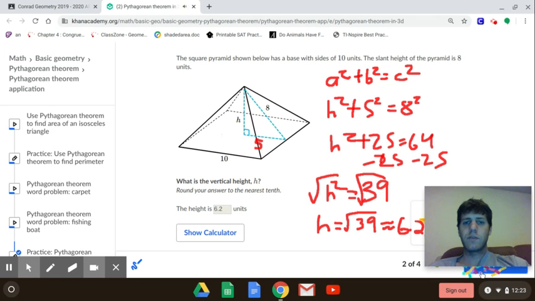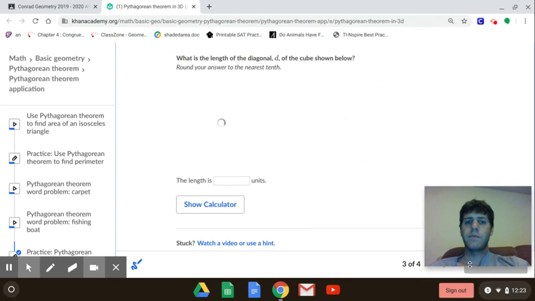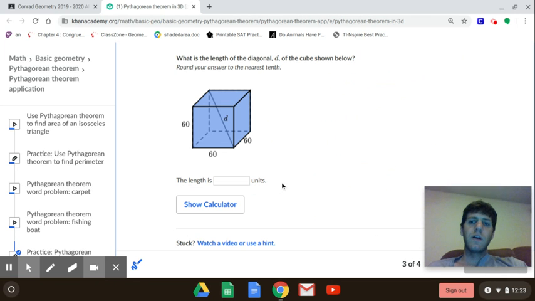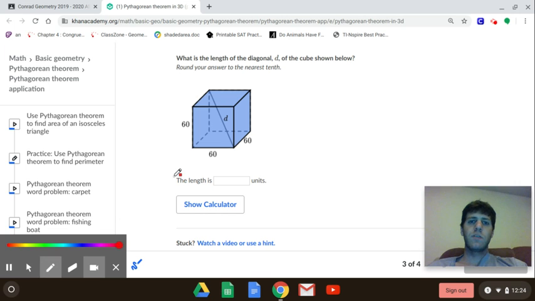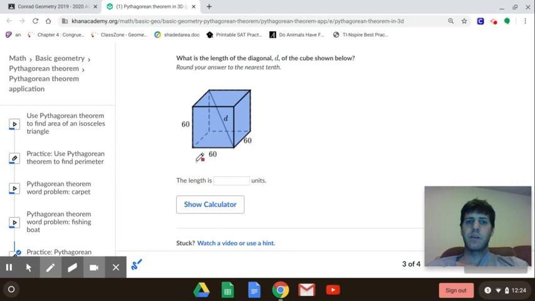We hit check answer down here, and we're good. All right, this is the one that might be tricky. You got to do the Pythagorean theorem twice. We want to know the diagonal of this cube.